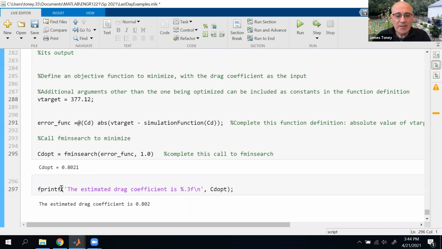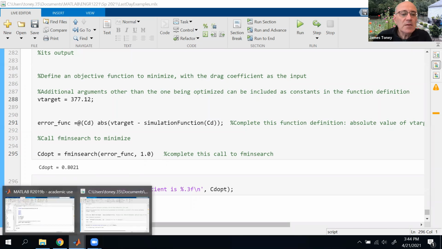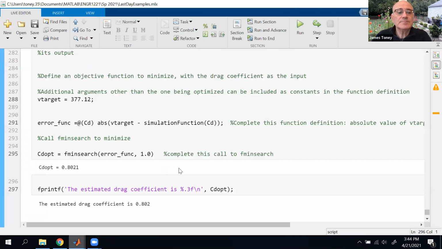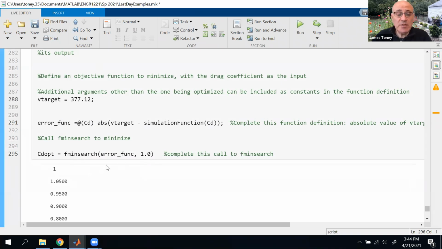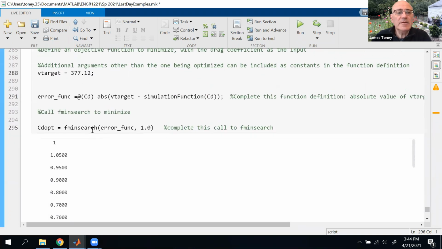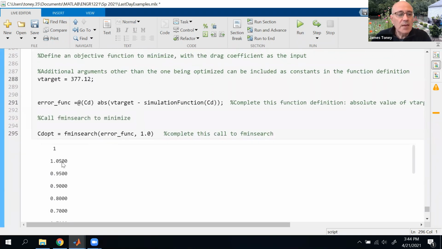Now that's kind of opaque. I just ran this function, it gave me a result. It'd be kind of nice to see what's going on there. Let's go to the simulation function. Let's just put in a disp of CD so we can track it step by step. And so every time fminsearch calls the simulation function, I'll see what value of the drag coefficient it's passing to it. All right, and again, I started at 1. And you see the first thing it did, it tried 1.05. And that produced a worse result, not a better one.